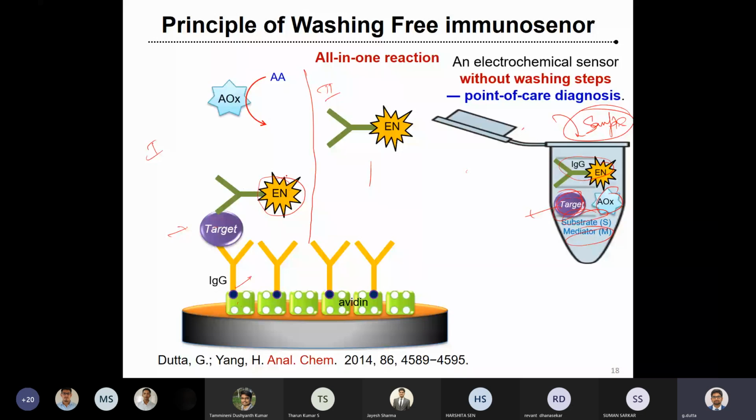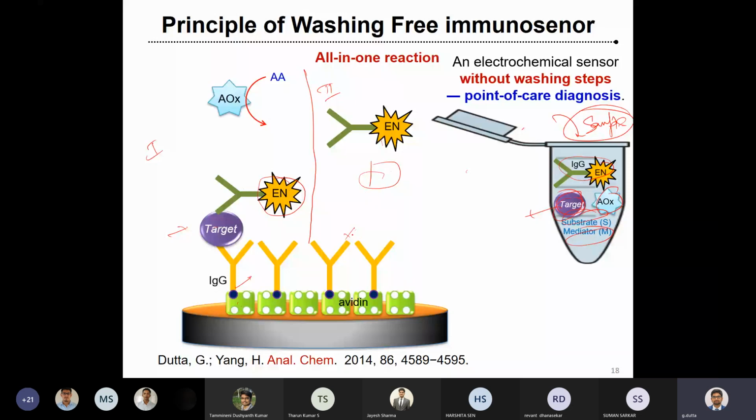And part 2 is showing what happens if you don't have the target. I mean, your sample does not contain any kind of biomarker or disease marker. Your sample is a healthy patient case. For the healthy patient case, you don't have any kind of target, so it will not bind right here.